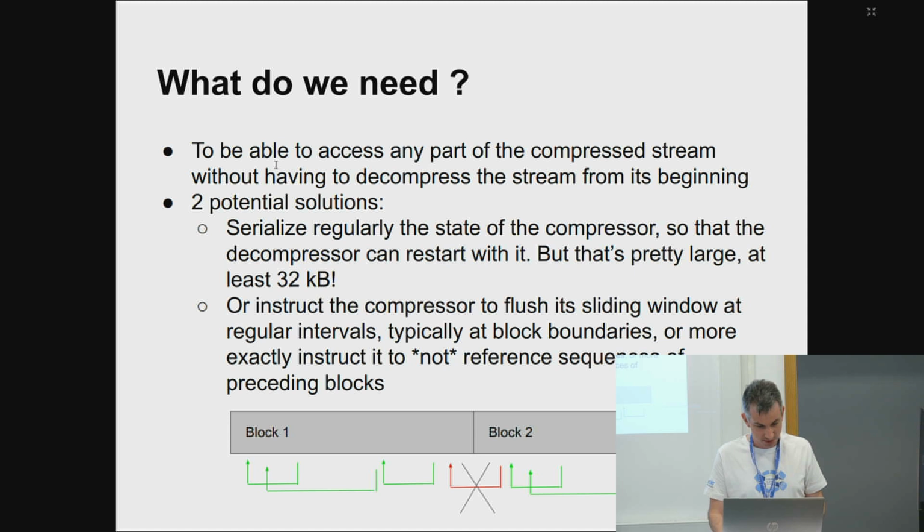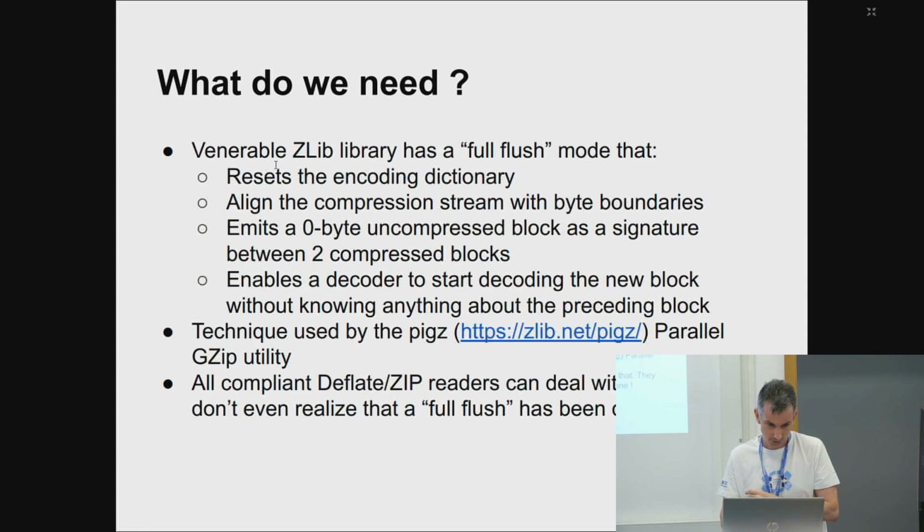So on this drawing, what is allowed is the green arrows, where within a block you can reference a symbol that was found before, but you don't want block 2 to reference symbols in block 1. So what can we use to avoid a block from referencing a symbol in a previous block? We can use what is called a full flush mode in the good old zlib library.